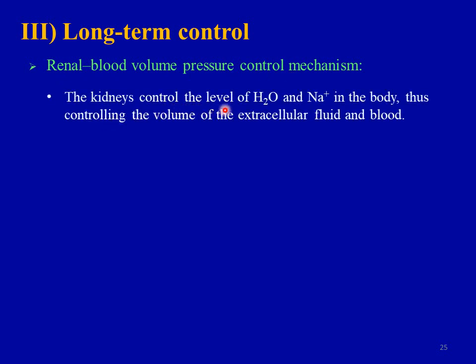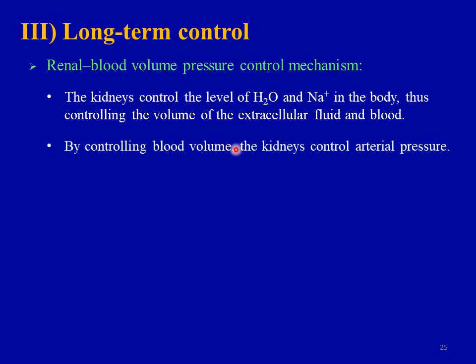Now let's talk about the long-term control of the mean arterial pressure. We have the renal blood volume pressure control mechanism. Renal blood volume pressure control. So the kidneys will control the blood volume, and if we control the blood volume, then we can control the blood pressure. That's why we have this name for this control mechanism. The kidneys control the level of water and sodium in the body, thus they can control the volume of the extracellular fluid, including the blood, which is one of the extracellular compartments. By controlling the blood volume, the kidneys can control the mean arterial pressure.